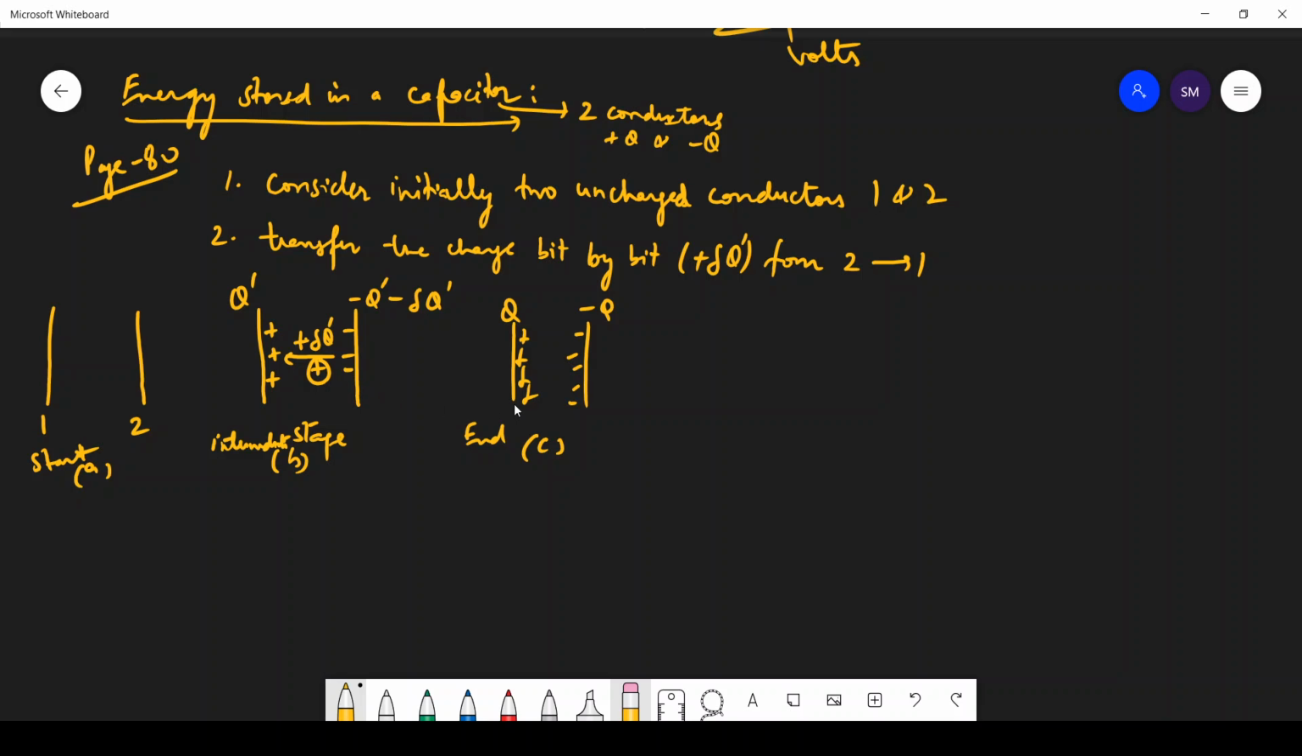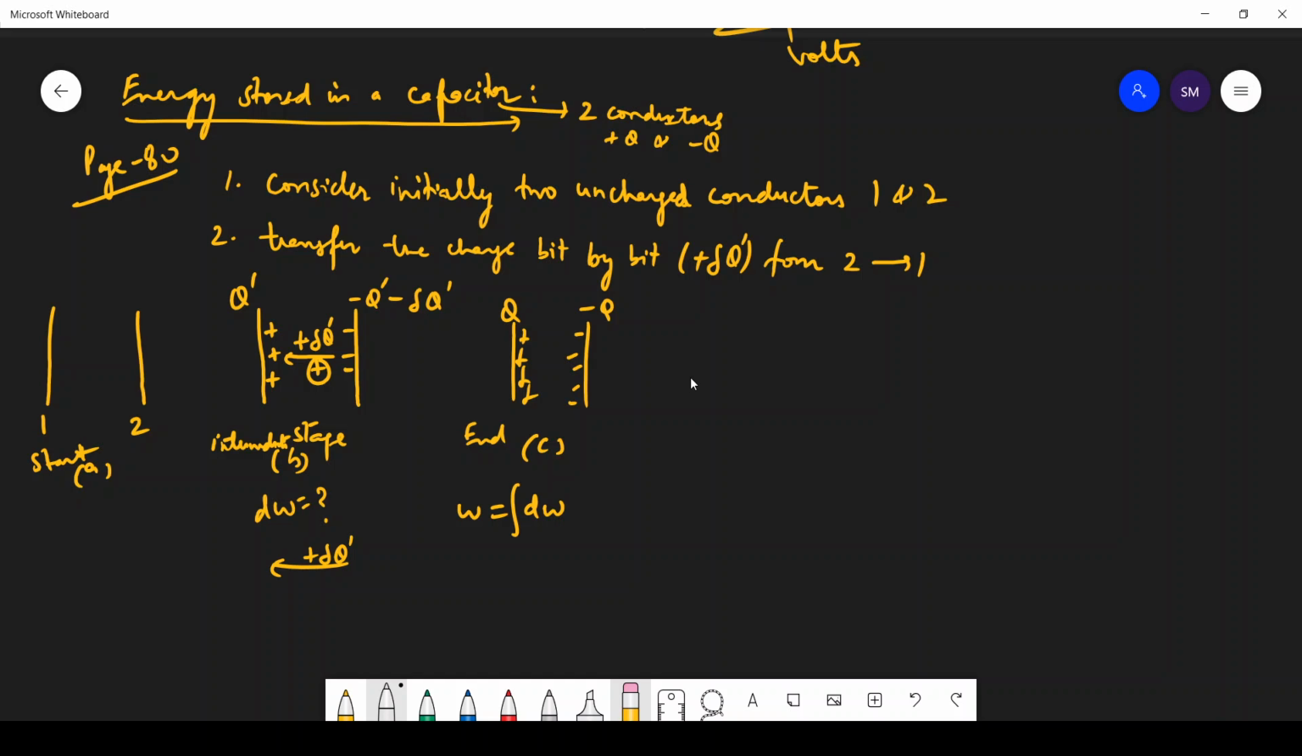Now we want to calculate the whole work done. So we'll take the work done for an intermediate stage. What is the work done in taking the charge plus delta Q dash from this plate to this plate? This is a very small work done, and then we'll integrate it and get the total work done. That's what we are going to do.